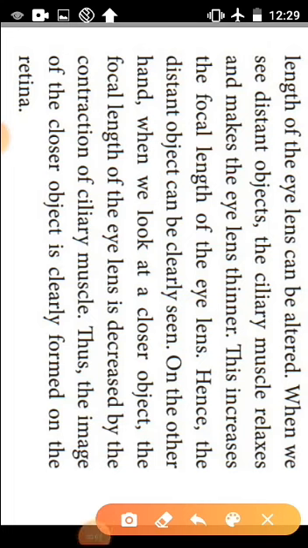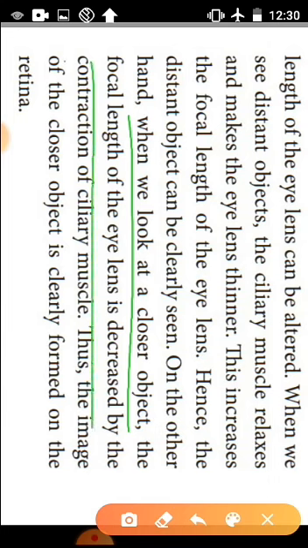The next one: when are we able to see the closer object in a clear manner? A closer object means the object is placed near to your eye. Okay, that is a closer object. So we can get the clear image from the closer object when the focal length of eye lens is decreased by the contraction of ciliary muscles.